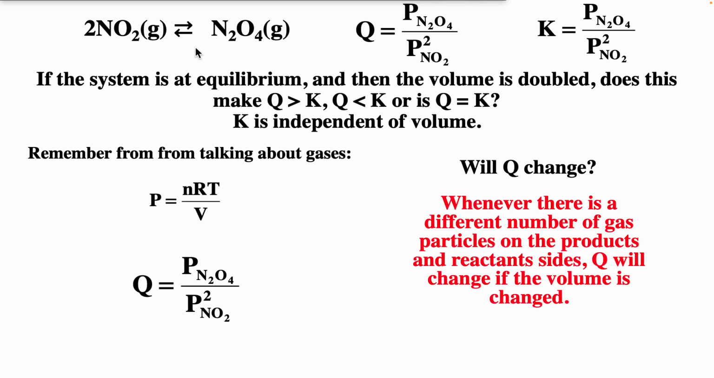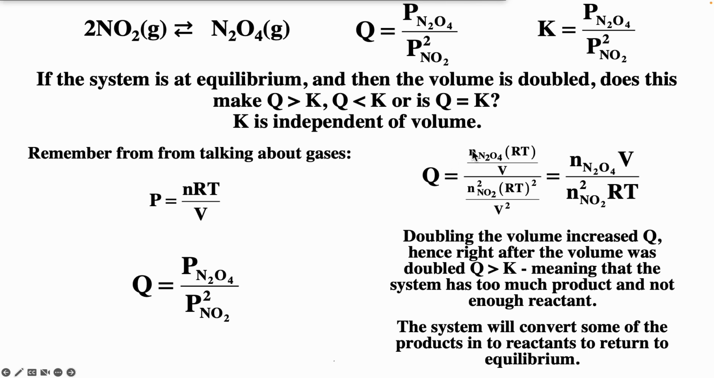And so again, we can look at Q, do some math. Q is P N2O4 divided by P NO2 squared. P is nRT over V. We plug that in. And we see that because we do not have the same number of gas particles in products and reactants, only one of the R's cancel, only one of the V's cancel, and so we're left with that expression. And so doubling the volume actually causes Q to increase. So Q depends on volume only because we don't have the same number of gas particles in products and reactants.